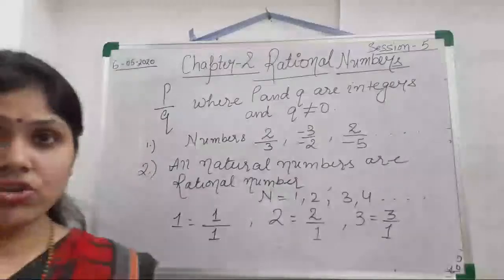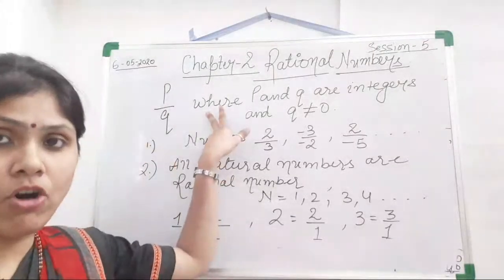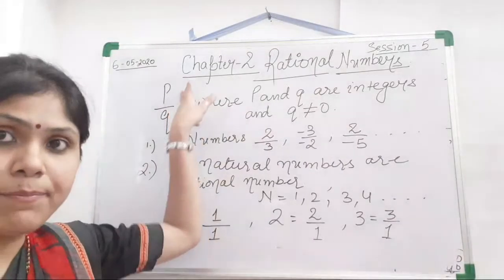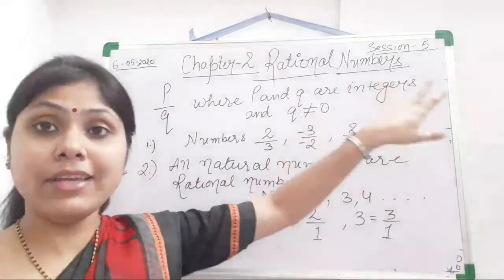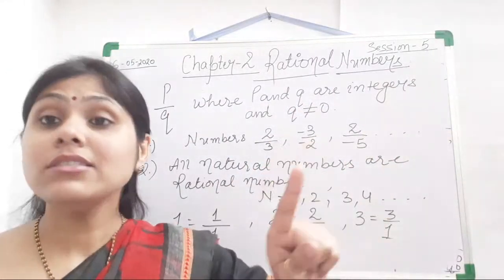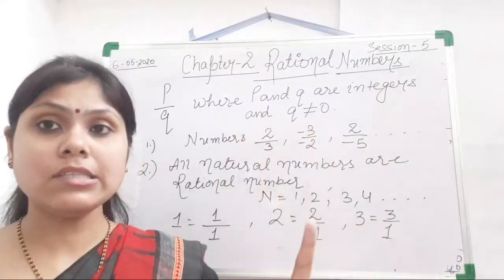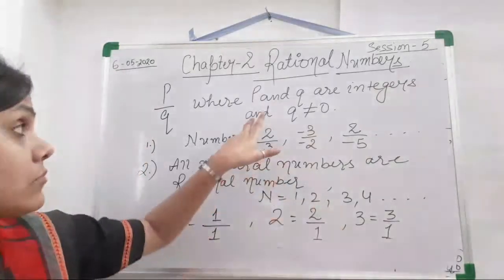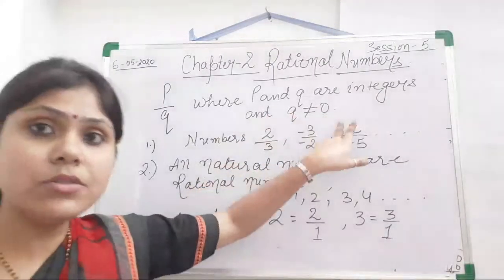What is a rational number? A rational number is a number written in P by Q form, where P and Q are integers. Integers, not natural numbers only. And the denominator, that means Q, should not be equal to 0.